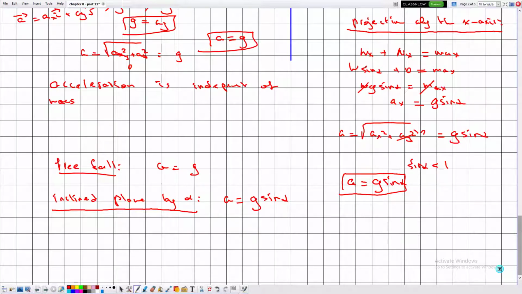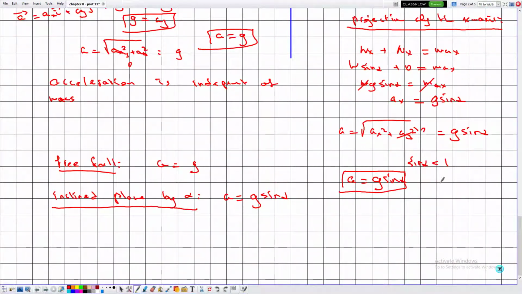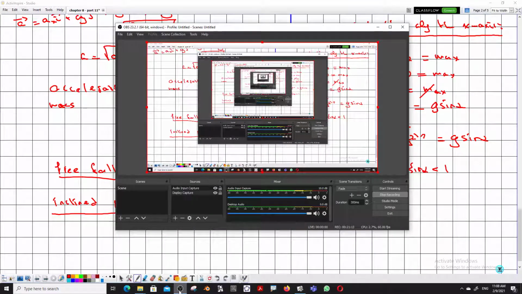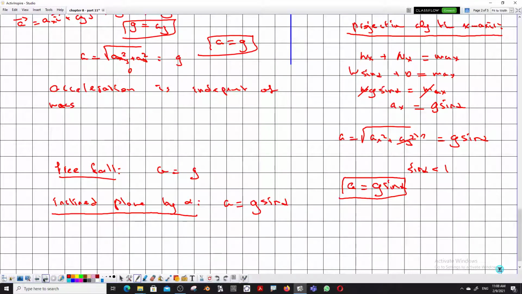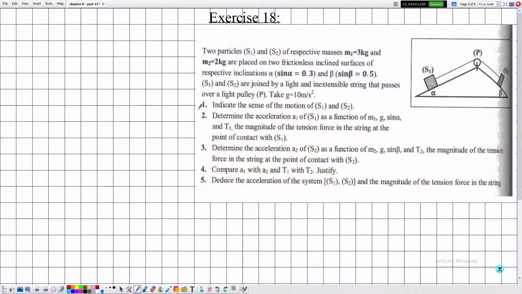Now, these are the notes that I wanted to consider before we start solving the exercises. In the following exercise I will consider another note, but I will discuss it during the exercise. Now, exercise number 18: two particles S1 and S2 of respective masses M1 and M2 are placed on two frictionless inclined surfaces of respective inclinations alpha and beta. We have the values of sine alpha and sine beta.